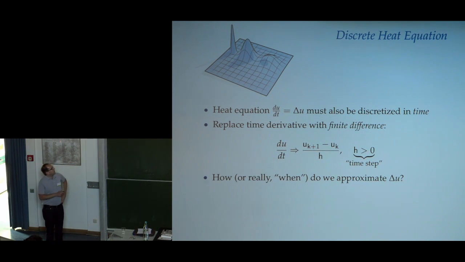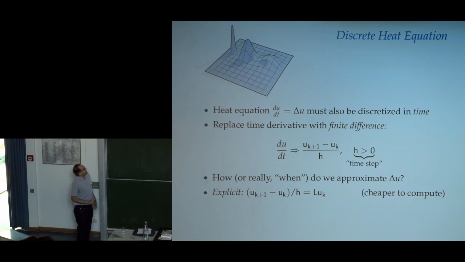Now, I need to approximate this right-hand side. I know how to approximate the Laplacian. I have a matrix L that encodes this. But what do I use for u? I could use u at time k, or I could use u at time k plus 1. Or I could use u at the average of the two times. So I could cook up any number of schemes for what u to approximate on the right-hand side.